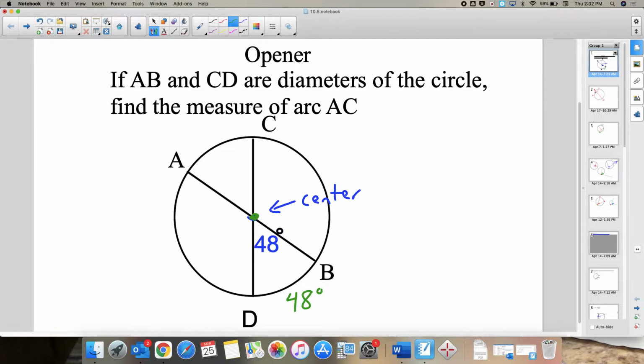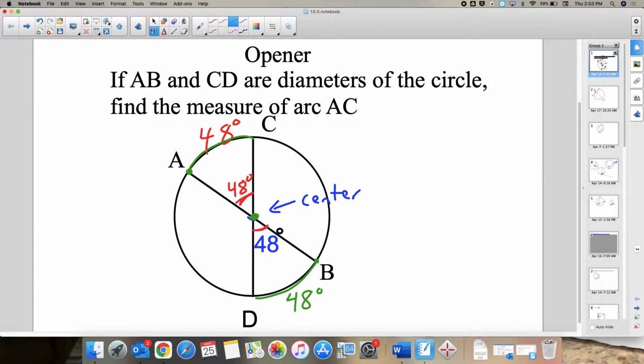Earlier this year and in previous years, you had learned that vertical angles were going to be equal to each other. So this top angle here would have to be 48 degrees, which means the arc that it makes will also be 48 degrees. So if you notice, those vertical angles are making arcs that are equal in measure to each other. Now, this only works because they share that point at the center of your circle.